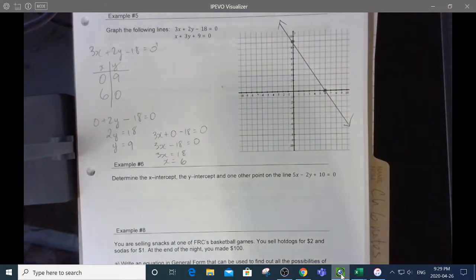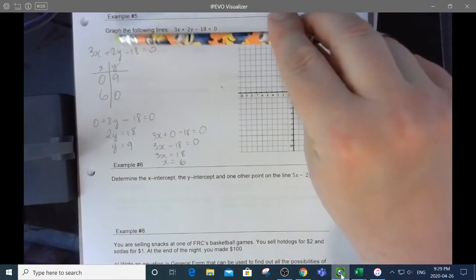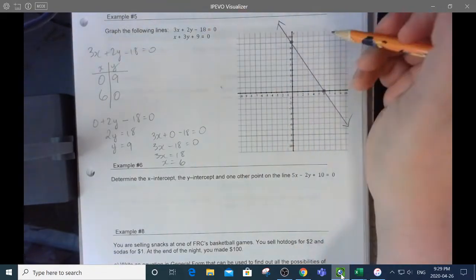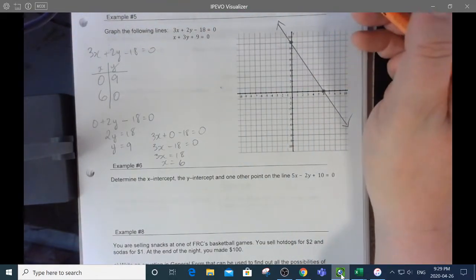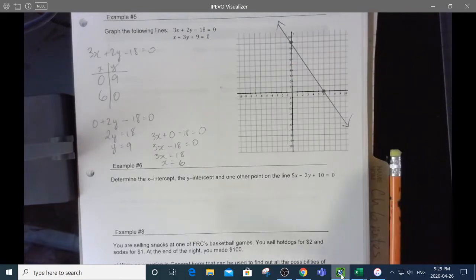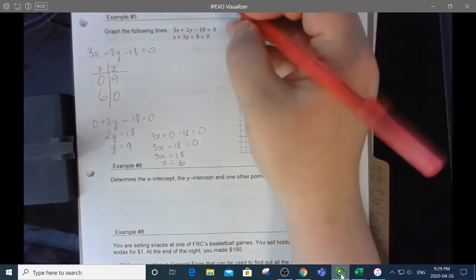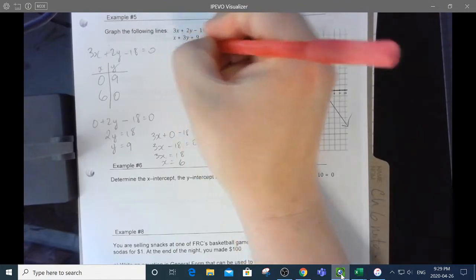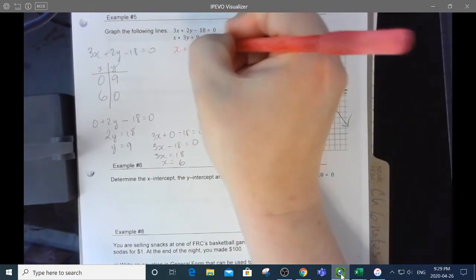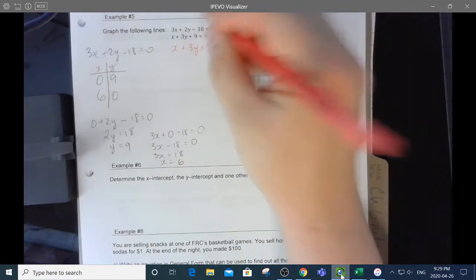Okay. The other way that I could have done this again is to rearrange this into y equals mx plus b form. And in fact, that's the way I'll do the next one. I'll do the next one in red so you can see the difference between the work of the two equations. So I'm going to take this equation and I'm going to rewrite it so it looks like that.